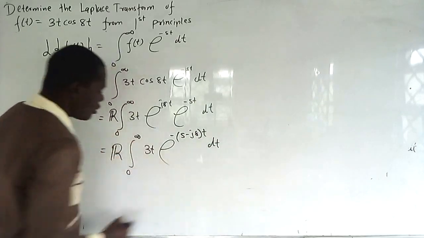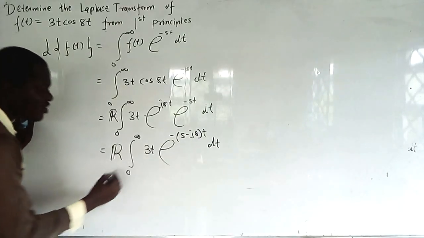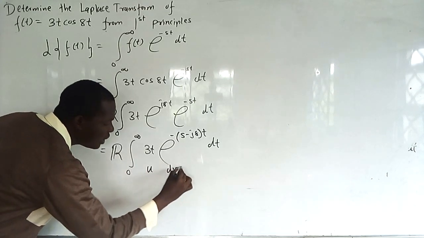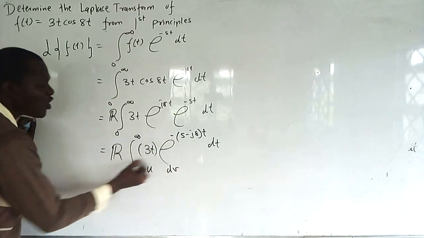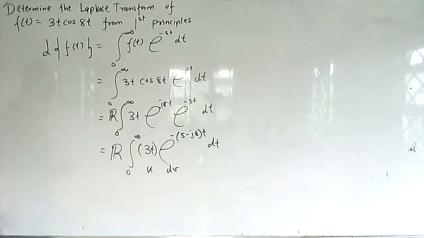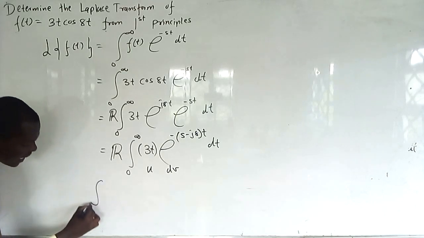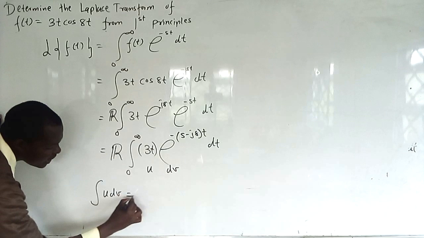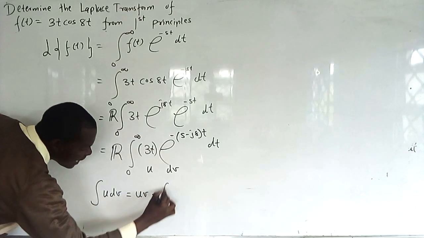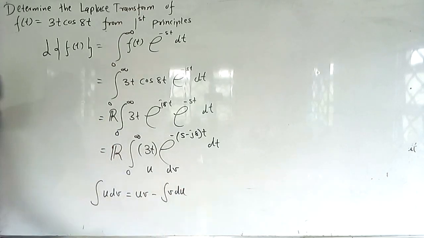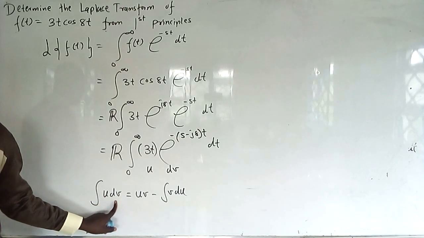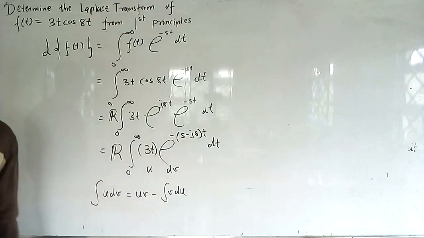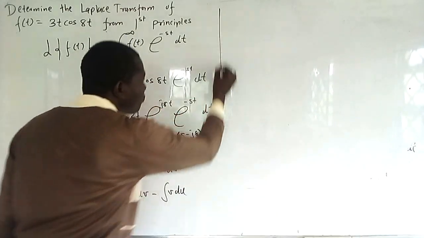Then dt. So integration by parts, it means it is u dv. Your u is the polynomial 3t. Are you seeing that? Yes. The integral of u dv is uv minus the integral of v du. Integration by parts: the integral of u dv is uv minus the integral of v du.